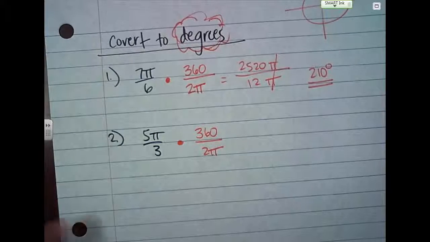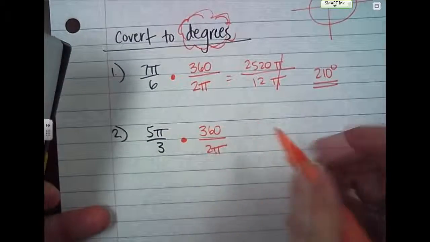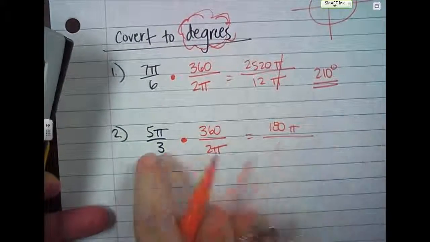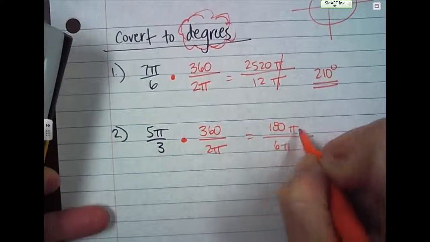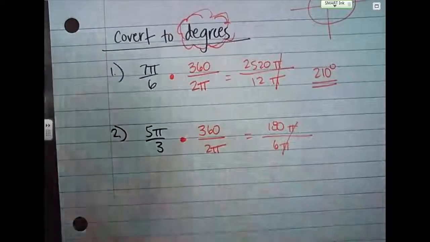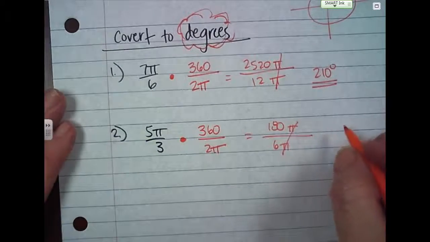On your calculator, there's 1,000 ways to do this. I'm just going to do 360 times 5, and you end up with 1,800 pi. 3 times 2 is 6, you get 6 pi. So those cancel, and then your final answer is how much? 300 degrees. 1,800 divided by 6.